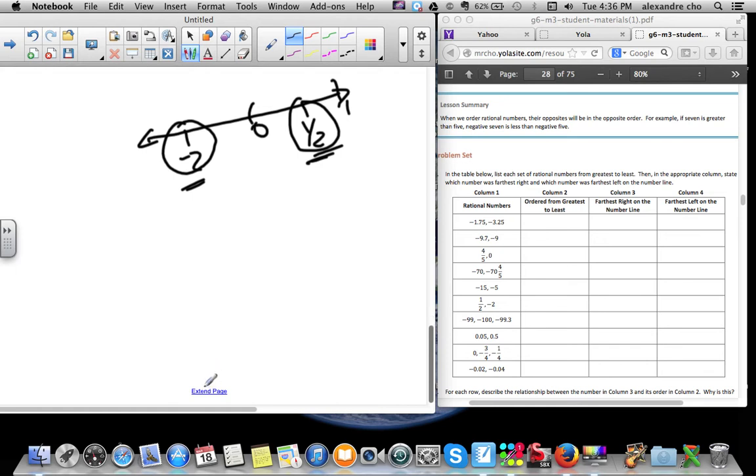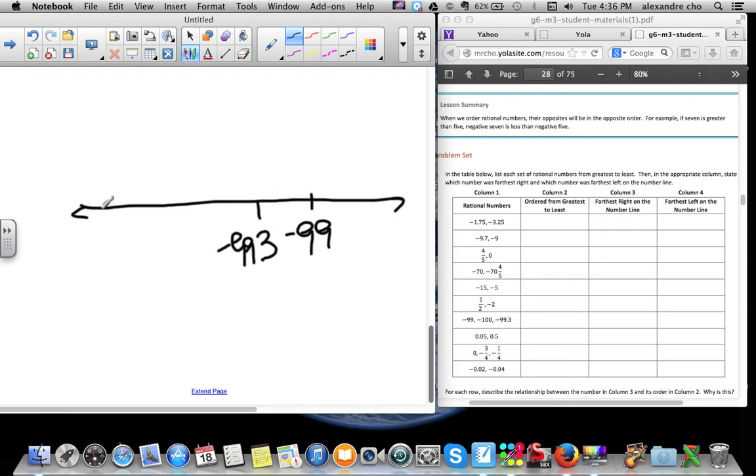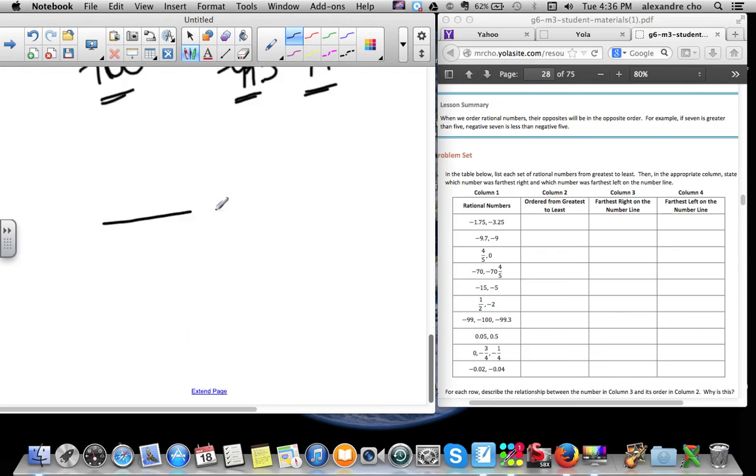Now we have 3 numbers. If that was a number line, how would I put them? If this is negative 99, this would be negative 99.3, and somewhere around here would be negative 100. So in order from greatest to least: the greatest number, the second greatest, and the smallest of the three. The one furthest right would be this one, and furthest left would be this one, negative 100. Moving on. Next one.